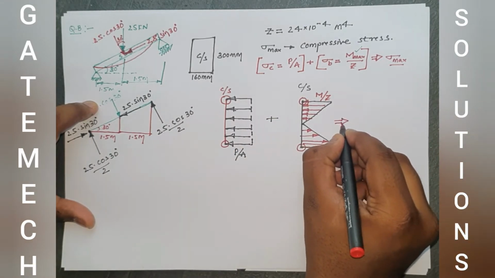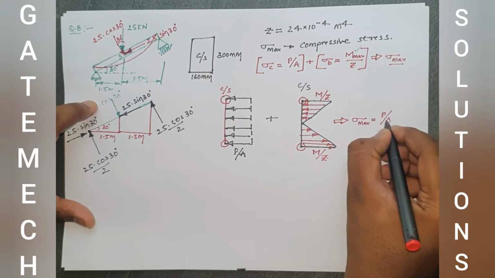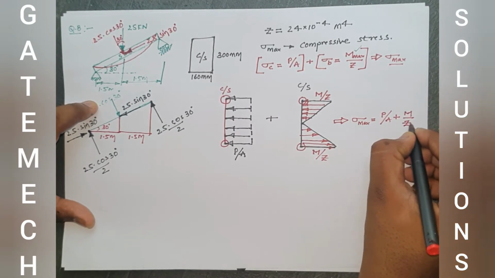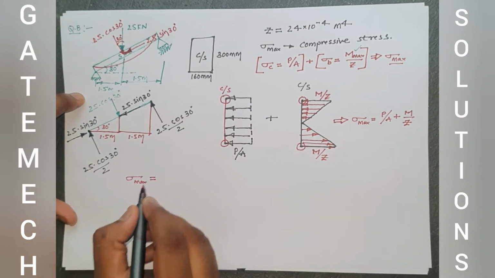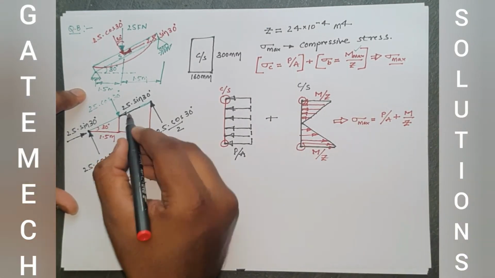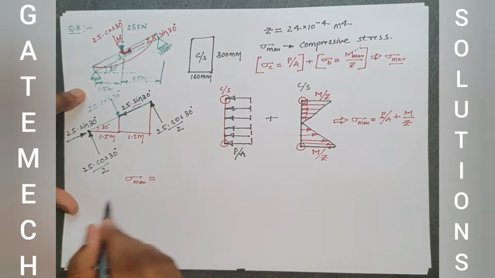So this is the reason why the maximum bending stress, the maximum compressive stress is given as P by A plus M by Z. That we need to calculate. So substitute the given data. P is given as, because of the compressive load, 25 sin 30, this compressive stress was induced.